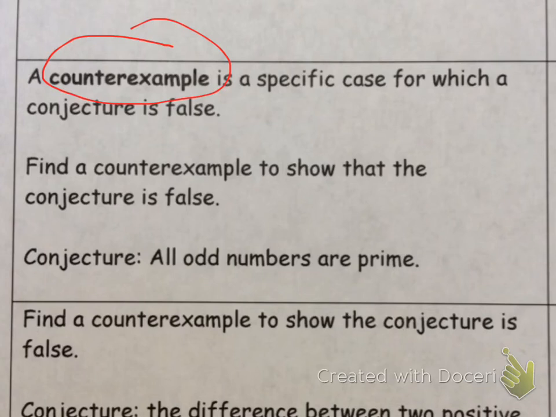The conjecture says all odd numbers are prime. So let's talk about prime numbers. We know that 3 is prime. We know that 5 is prime, 7 is prime, 9 is prime. No, I'm sorry, not 9. 7 is prime. 11 is prime. So is there an odd number that's not prime?